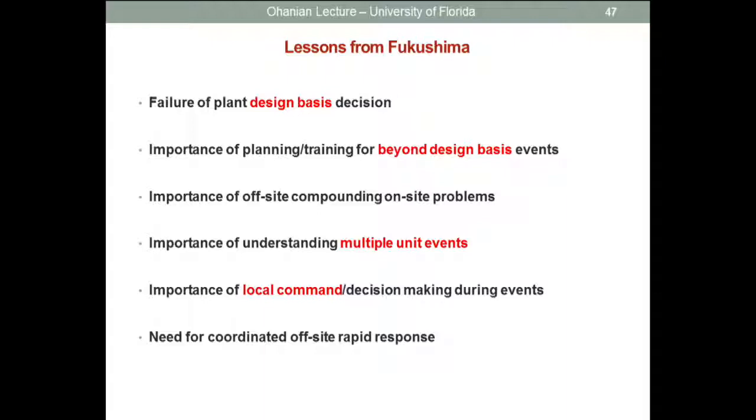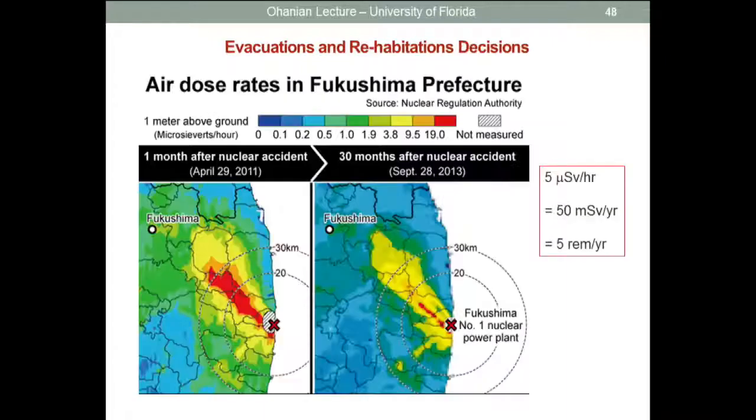And then the need for off-site response. And that's the thing you're seeing being rethought around the world now, is how do we move in from great distances, support very quickly for this plant? So you're going to see that.